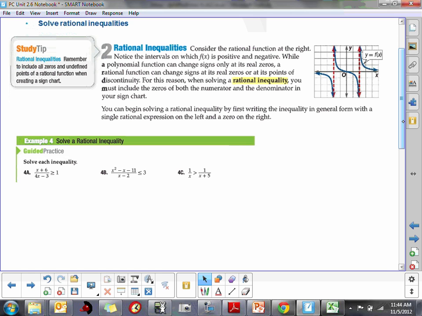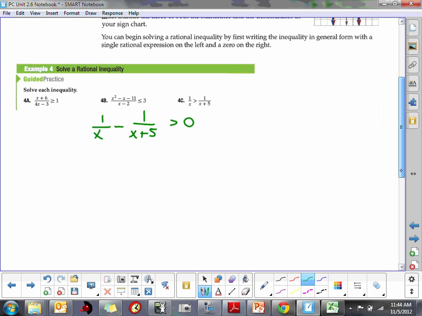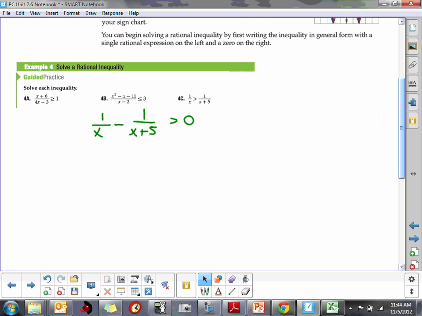and that's for C. So first thing we'll do is we get one side equals 0. It really doesn't matter which side. I'm going to go 1 over x minus 1 over x plus 5. It has to be greater than 0. We worked on these the other day, getting the common denominator. Our least common denominator for this one's going to be x times x plus 5.